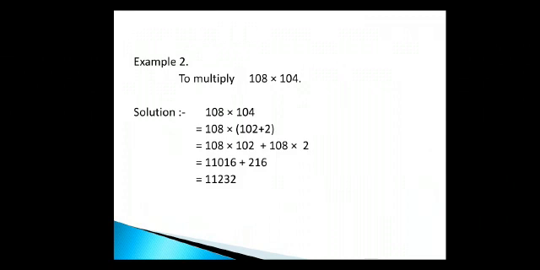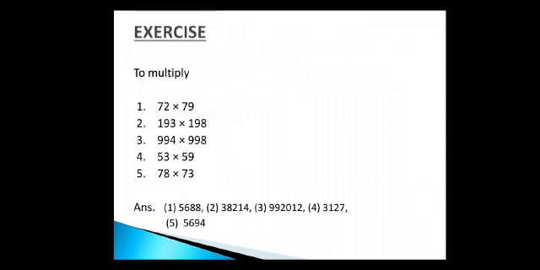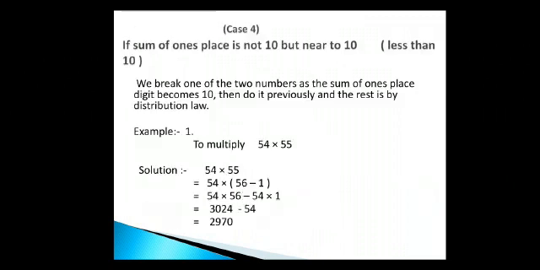Again, second example. Now we have to multiply 108 into 104. So we break 104 as 102 plus 2, and again multiply 108 into 102 plus 108 into 2. So we can solve it. This is the example third, same as this. This is the exercise, and do the exercise.